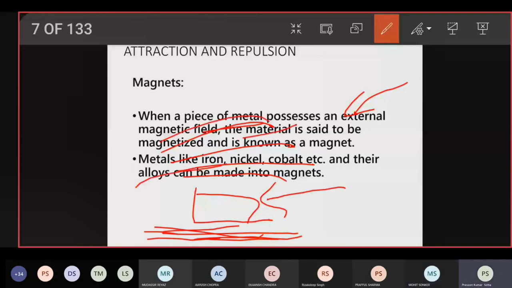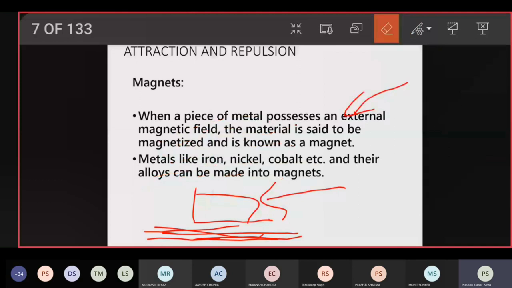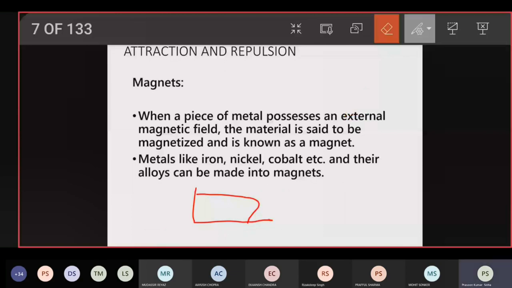Every material has molecules which are magnets, but every molecule is not showing these properties. Bahar mein magnetism nahi dikhta hai uske. Agar bahar mein dikh raha hai, if it is seen outside, then it is a magnet. Simple as that. We are not talking about current and external magnetic field and this and that. Simply said, a piece of metal or ferromagnetic material, uske bahar mein agar aap experience karte hain magnetism, to wo magnet hai. Simple as that.